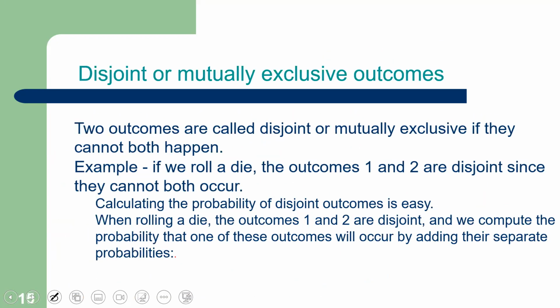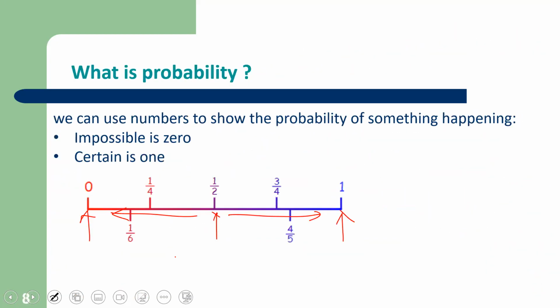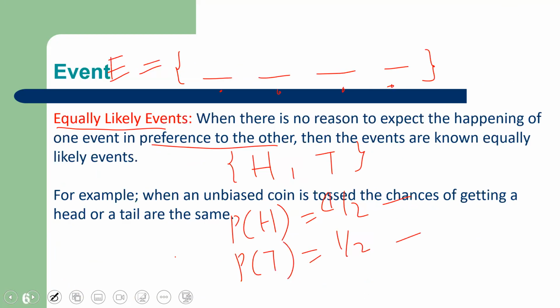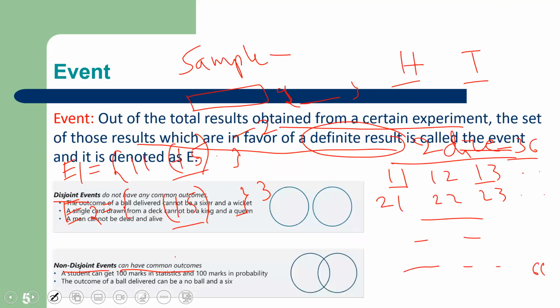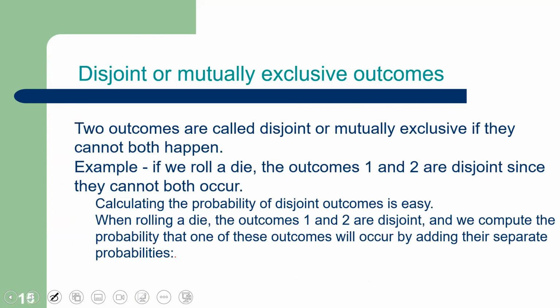Now let's talk about disjoint and mutually exclusive outcomes. Earlier, we talked about disjoint events, meaning the outcomes of each event will not overlap. Now we are talking about disjoint outcomes. Two outcomes are called disjoint, or mutually exclusive, if they cannot both happen at the same time.